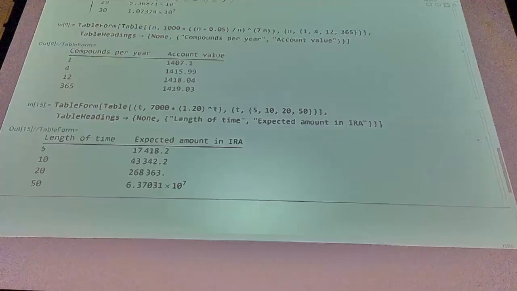Actually, 63.7. And that's assuming you don't add to it. Just imagine if you add $7,000 every single year from 18 to 68, how much money you would have. How do you calculate that? You can't yet do calculus for that. You know how much it would be? Off the top of my head.